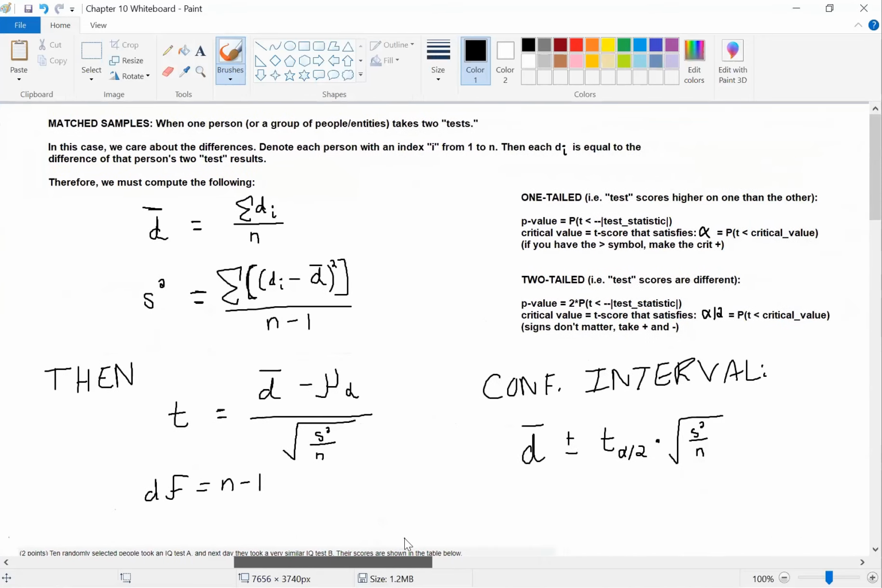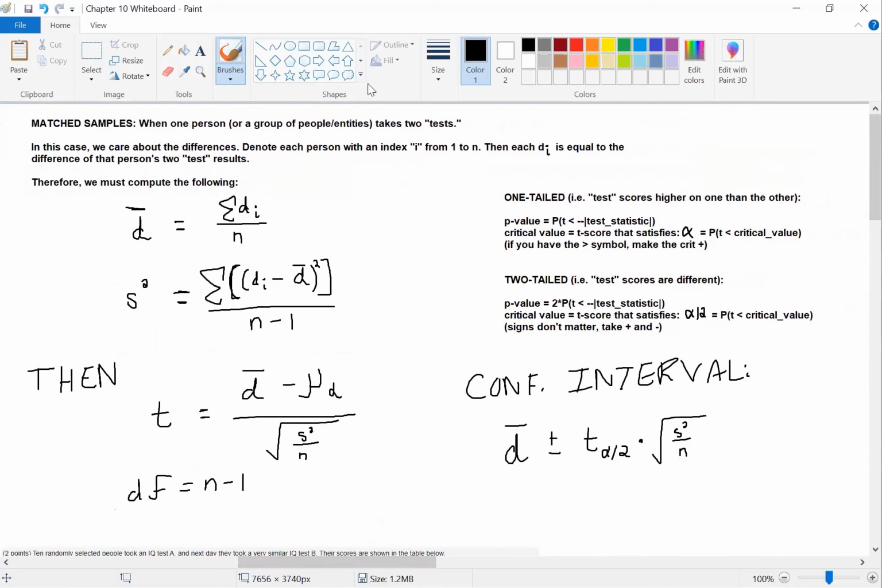Now we have something called matched samples, and we'll have a little bit of a throwback to chapter 3 here. I said this all builds on itself, and you'll see why. With this one, there's much more formal definitions.